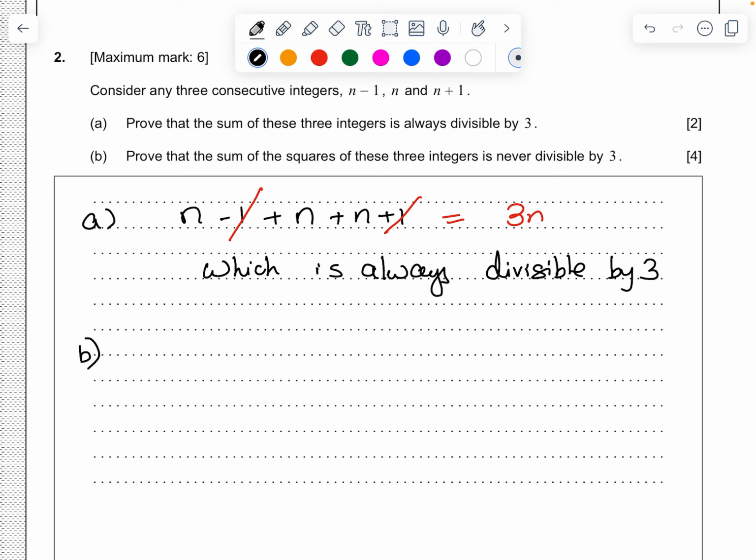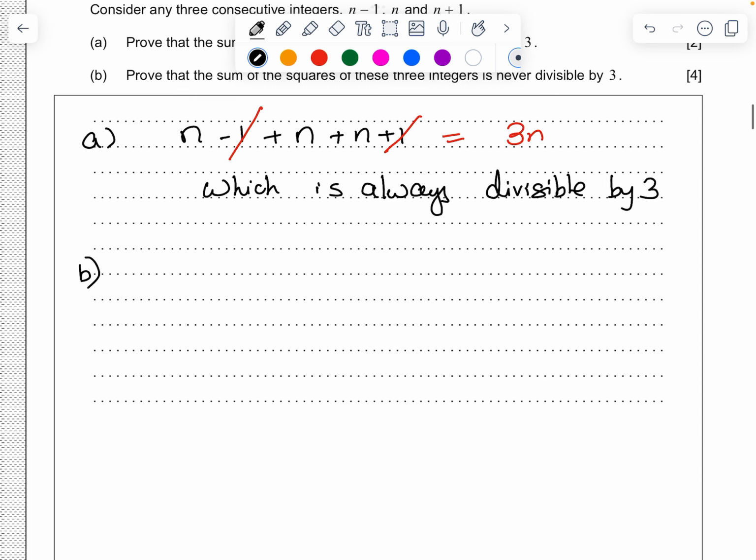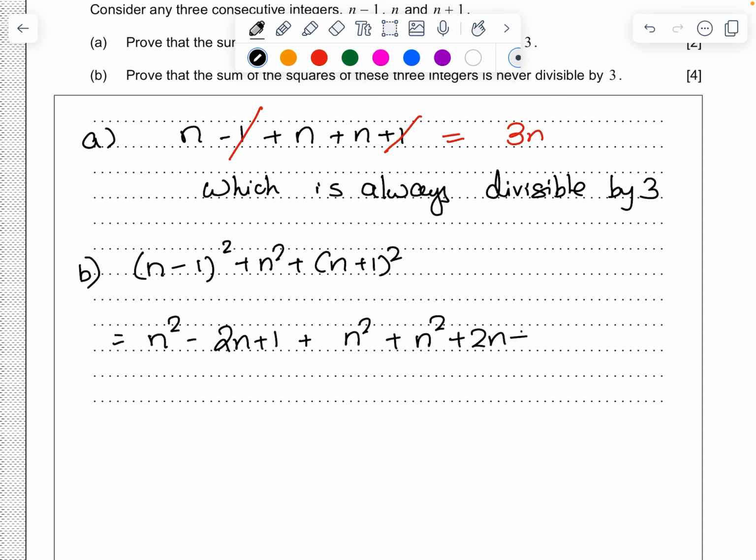Part B, prove that the sum of the squares of these three integers is never divisible by 3. We have to prove that the sum of the squares, n minus 1 whole square plus n square plus n plus 1 whole square, is never divisible by 3. I need to add them. So n minus 1 whole square is what? n square minus 2n plus 1, and n square as it is. n plus 1 whole square is n square plus 2n plus 1.